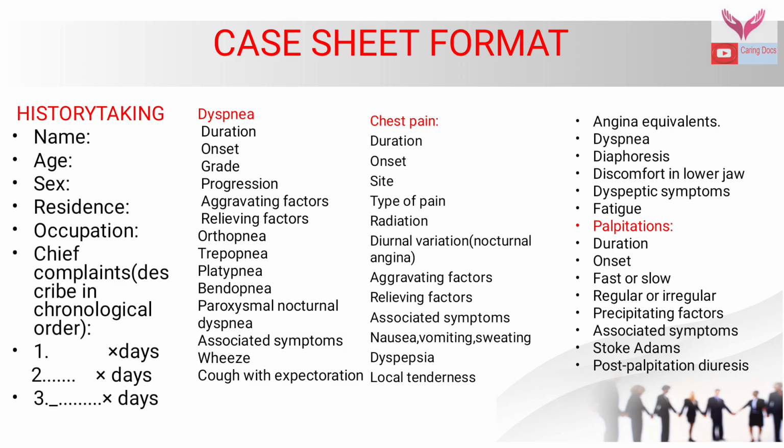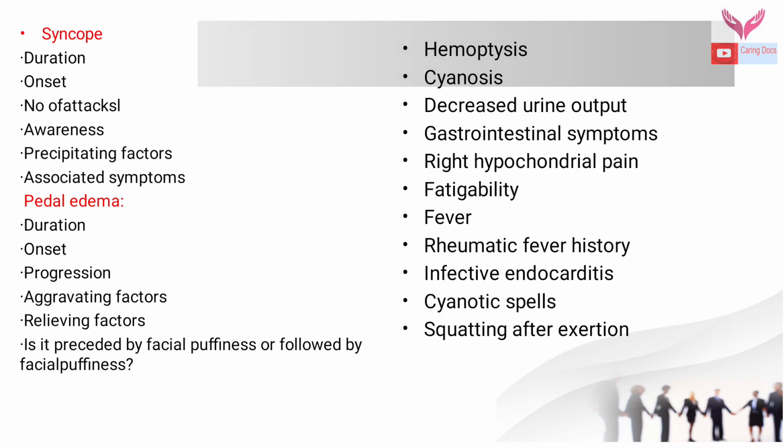If the patient comes with palpitation: duration of the palpitation, how was the onset, whether it is a fast palpitation or slow palpitation, whether it is regular, irregular, what are the precipitating factors, what are the associated symptoms, is there any history of Stokes-Adams, is there any post-palpitation diuresis.